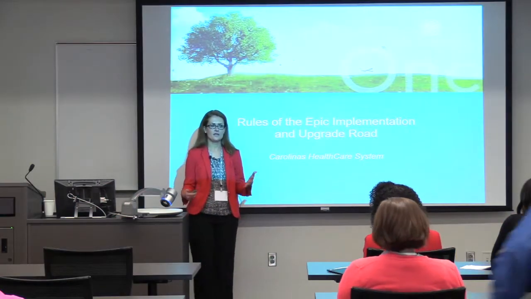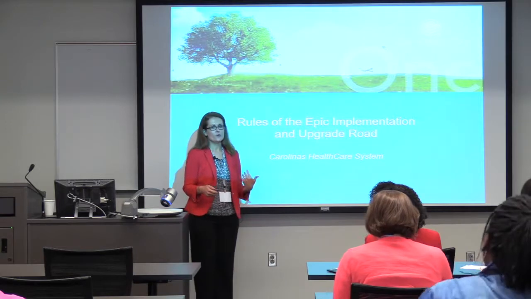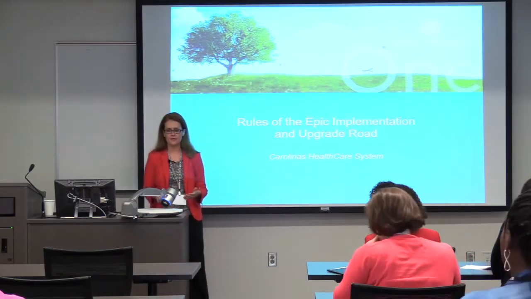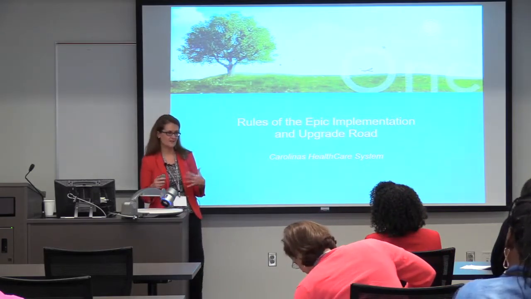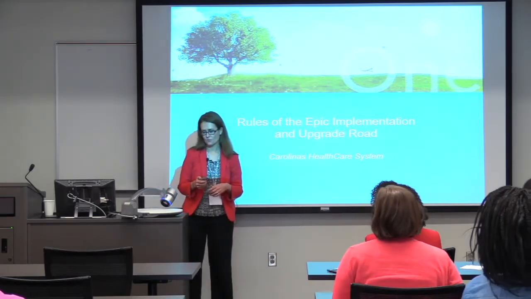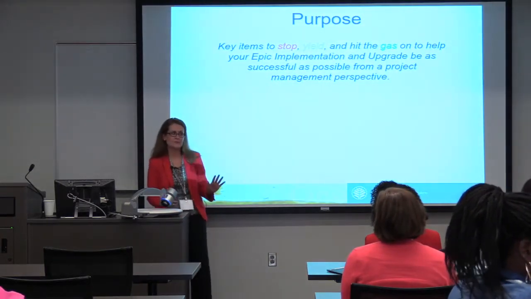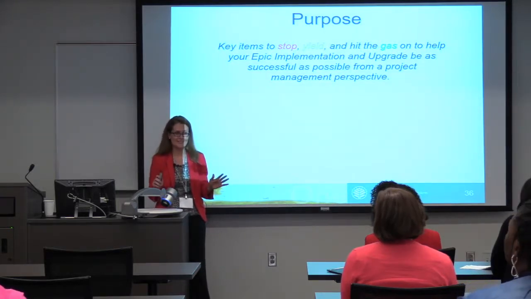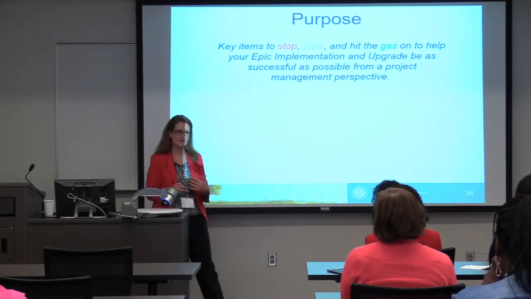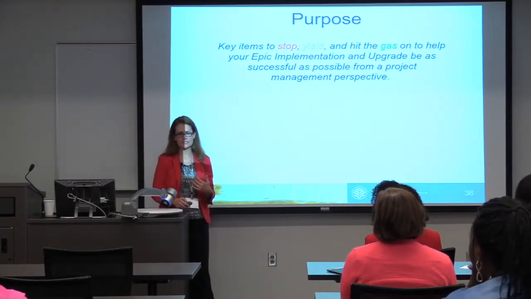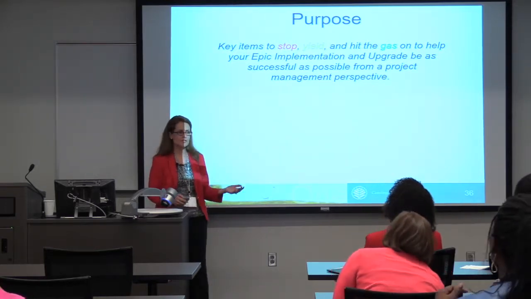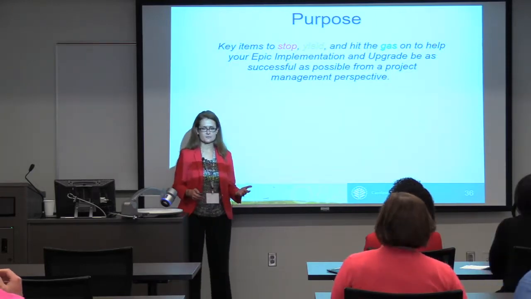So today what I would like to talk to you guys about is what are the rules of the road for an Epic implementation and an upgrade. I'm using the stoplight: red, yellow, green. Red is what to possibly completely rethink, so stop and do not do this. Yield is what you need to pump the brakes on and think a little bit about before you make a decision. And then the green items, of course, are what to hit the gas on, so that your Epic implementation and upgrade can be as successful as possible.